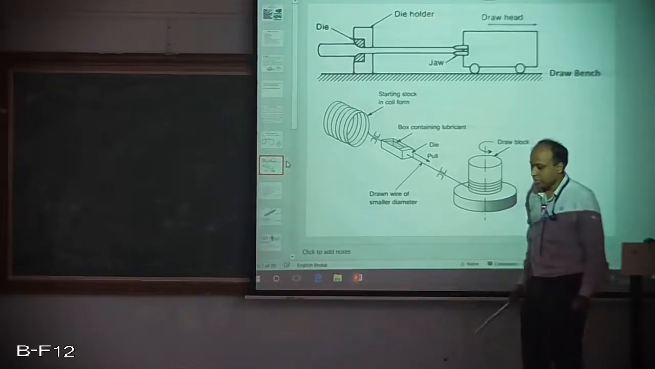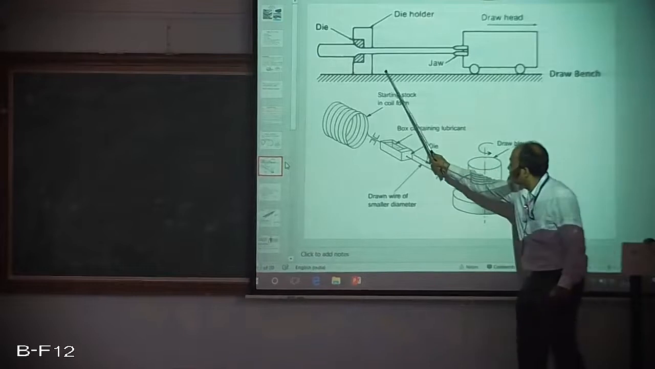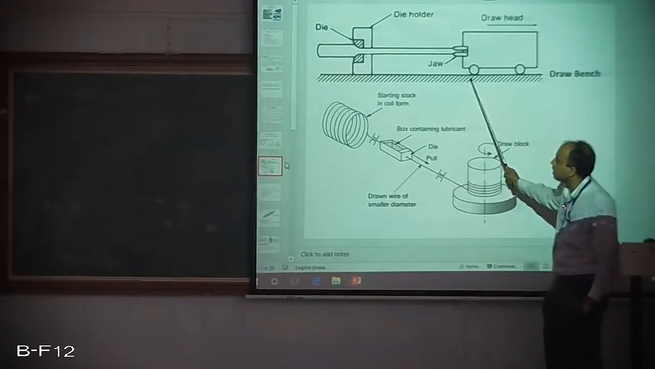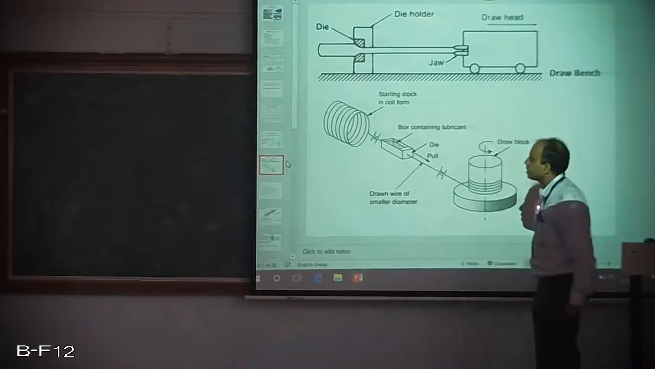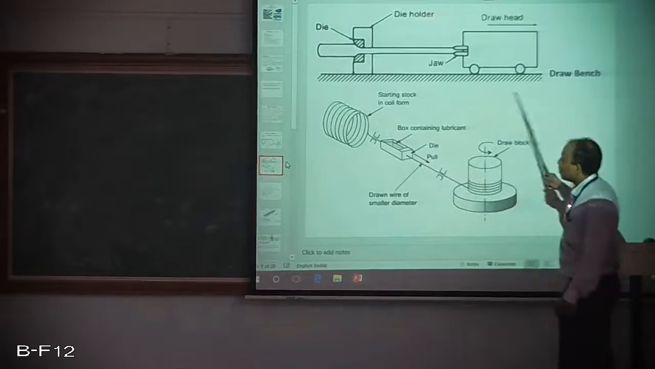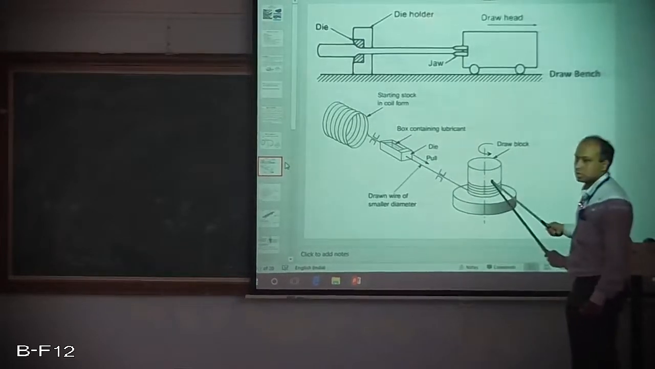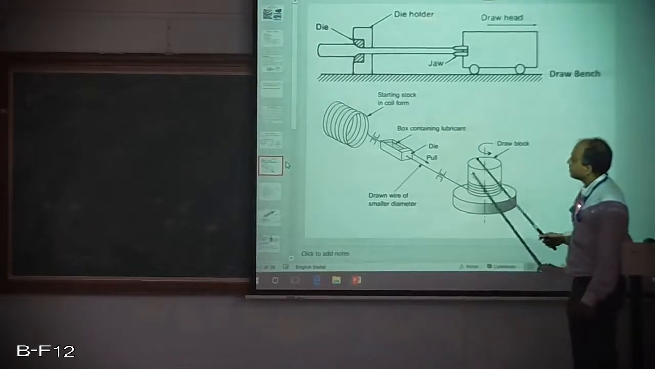Now what's the limitation of this? Based on this particular length, which is called the run out length, the length of the product will be decided. That is the limitation. Another problem with this is that it requires a larger floor space compared to this.